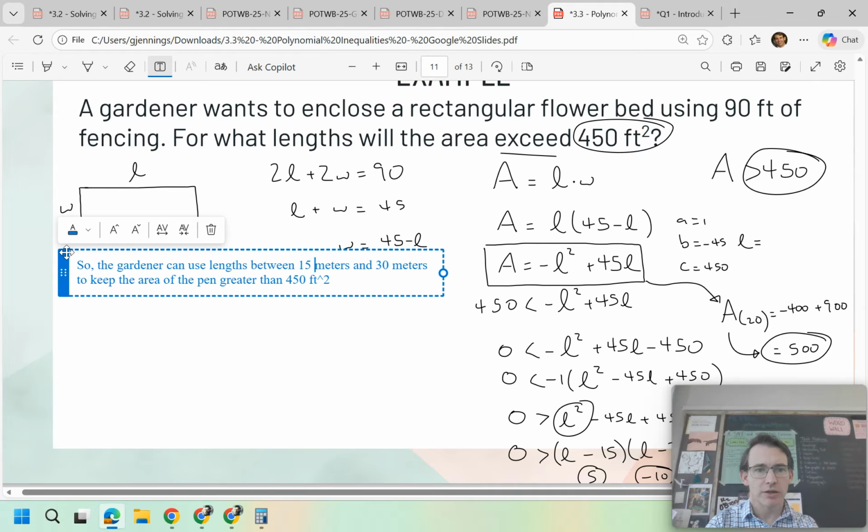And I said meters, but that's of course wrong. And I should say non-inclusive, just to be a little bit more specific, because we want this to exceed, not exceed or equal. So we can't use 15 feet, we'd have to use 15.1 feet or something ridiculous like that. I don't know why the gardener needs non-inclusive as opposed to inclusive, but hey, their problem. All right, let's keep going.